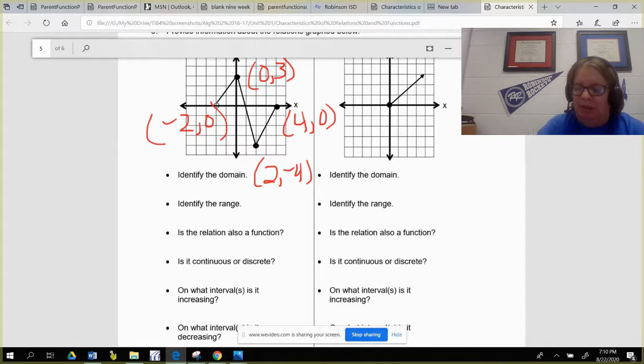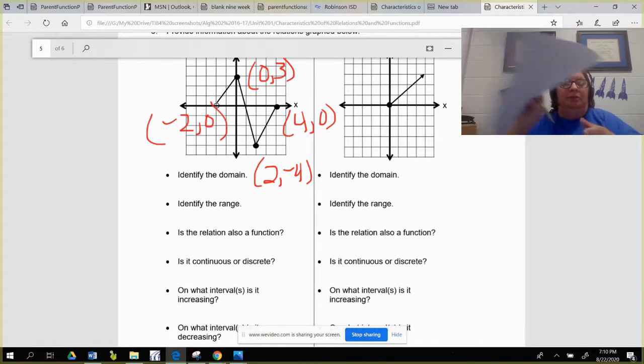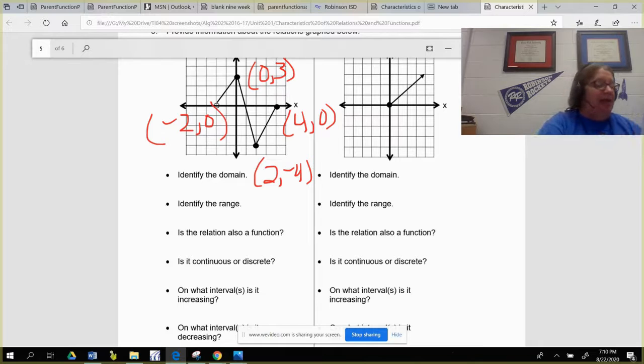Okay. Now, the domain are the x values, so we want to look at the furthest to the left and the furthest to the right. So what is the furthest x value to the right? It is -2. What is the furthest x value to the left? It's +4. So one way we can write this domain is like this: -2 less than x less than or equal to 4. That means all the x values are between -2 and 4.